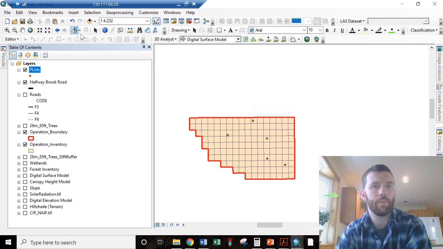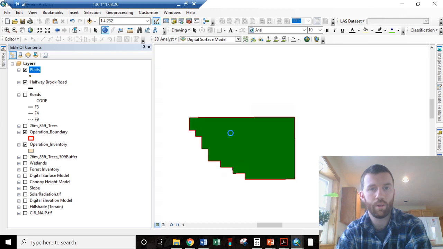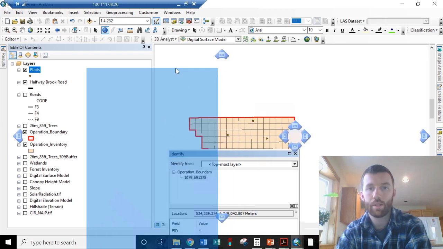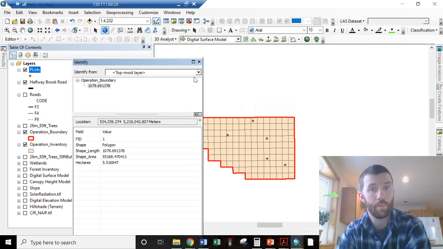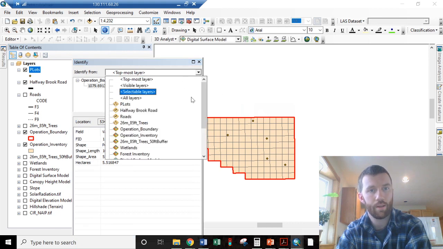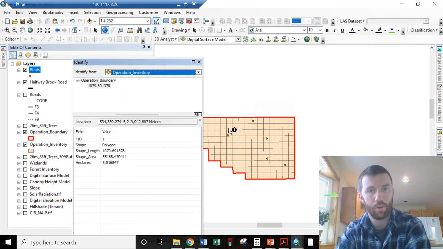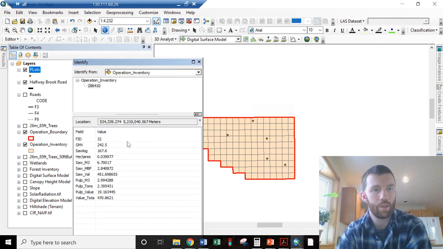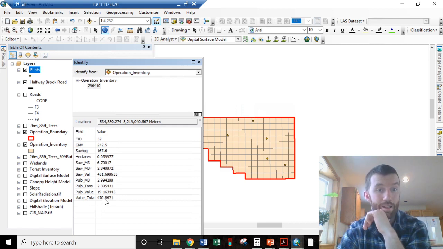And now I can use the information tool, or the identify tool, and click on the cell where that one falls within. And you see it's caused that issue where it's wanted to select from the one that's on top. If I want to change that, I can scroll down and see I want the operational inventory. And now I can click again, and here we go. So we have the total value of that. And let's see, how are we going to deal with this? Because this is a total for that cell, and that cell is 0.39977.